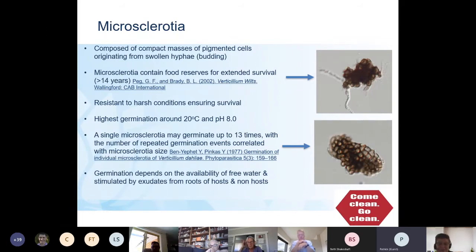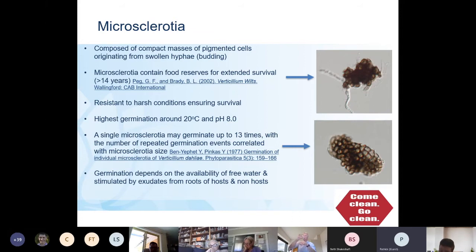However, this does move up and down, and they're quite capable of germinating in lower temperatures or pH. Now, these single microsclerotia, we're calling them a group of cells, can germinate up to 13 times. And the number of these germination events has been correlated with the microsclerotia size. That's a really important point, I think, for future research, is to look at the impact of the size, pathotypes, and virulence that these actual survival structures have.